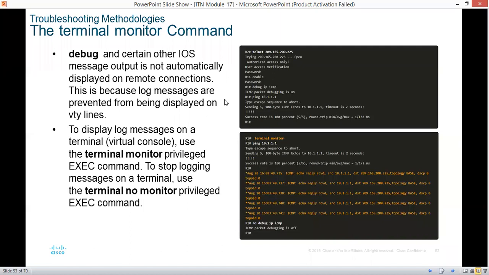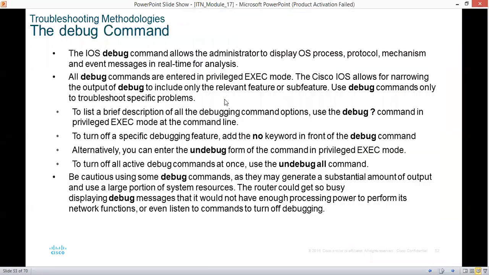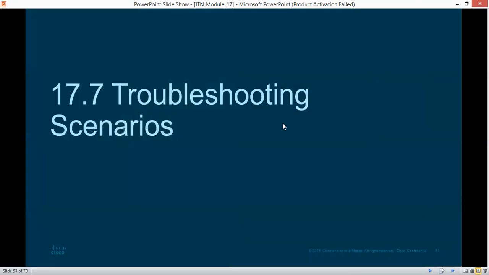So the debug command is actually to help you. It's a command you issue on the router or on the switch to be able to give you some processes or some issues that you now need to help to rectify. So once you enable it and you issue that command, it will display for you and let you know if there are issues on that configuration, and in some cases point them out. The debug and other IOS message output is not automatically displayed to remote connections. This is because log messages are prevented from being displayed on VTY lines. So it will display those log messages to let you know the issues.